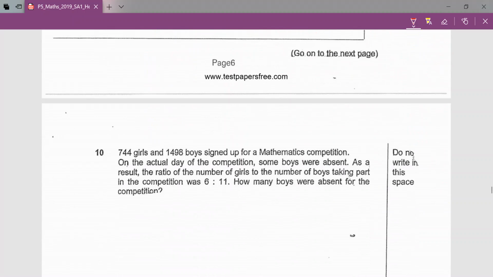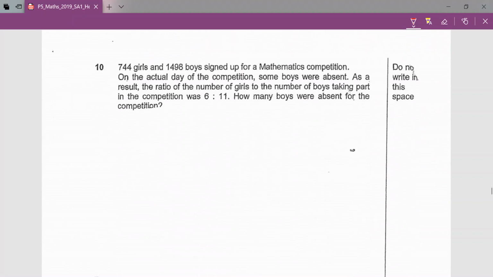Moving on. Question 10. Alright, some boys and some girls sign up for a mathematics competition. Okay, on the actual day, some boys were absent. As a result, the ratio of girls to boys who took part in the competition was 6:11. How many boys were absent for the competition?